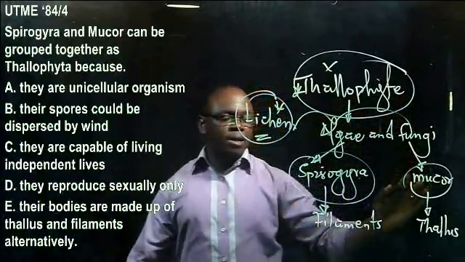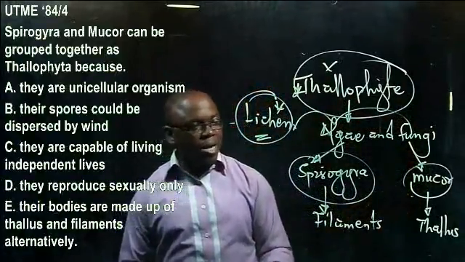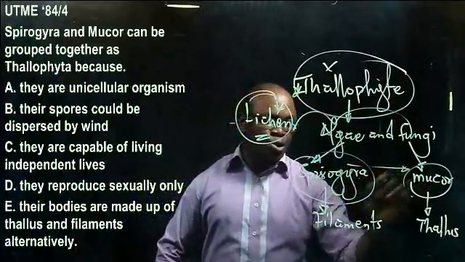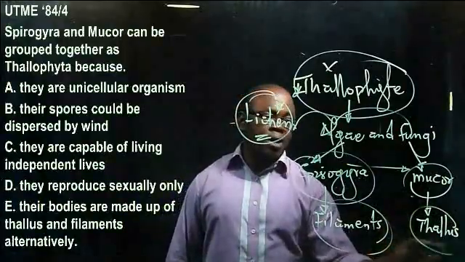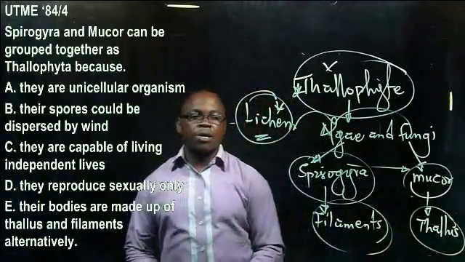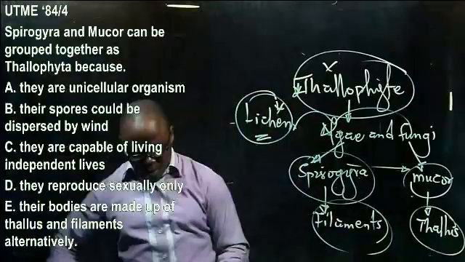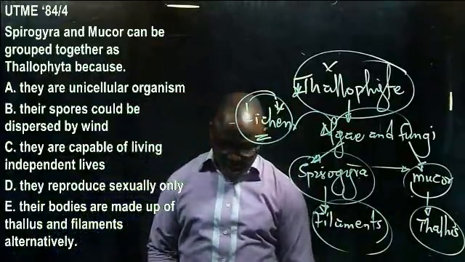Basically, the reason we are bringing them together is because, one, they show a symbiotic relationship, and don't forget, Spirogyra has filaments, and mucor has structures called thallus. So our answer here is option E. Their bodies are made up of thallus and filaments alternatively.